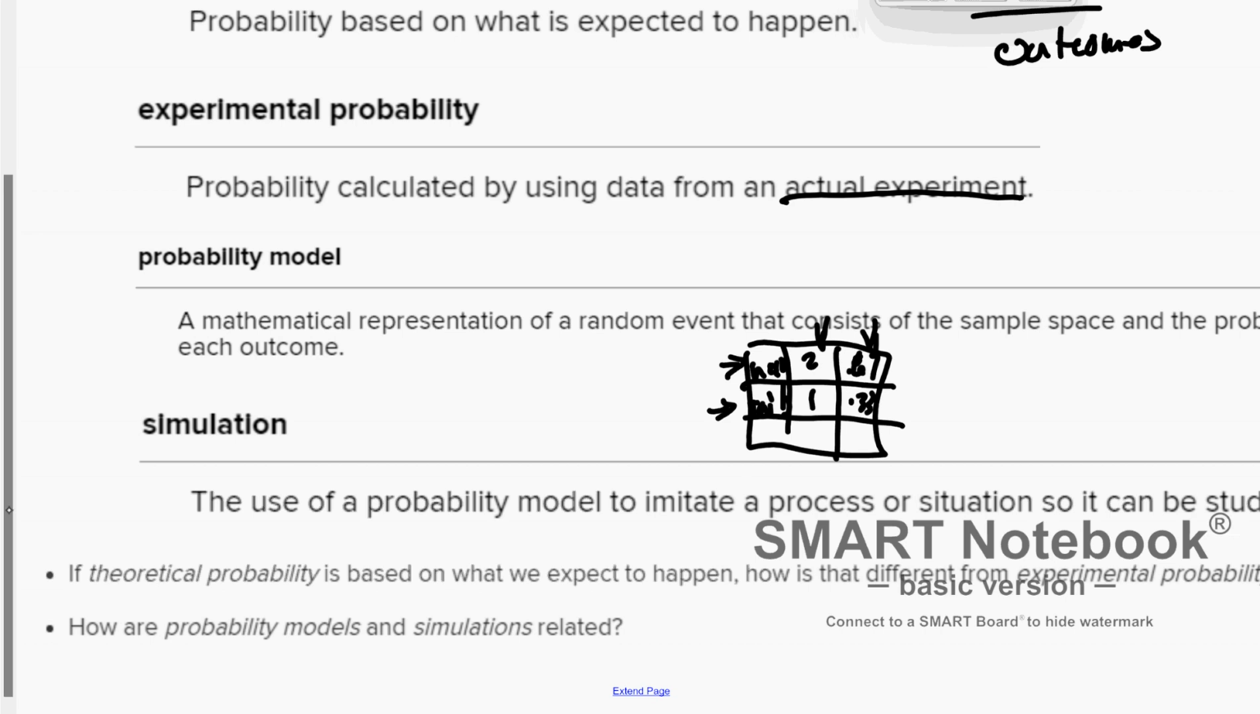And then simulation is actually running through and doing an experiment, and then using that to go even farther. So that's what a simulation is. It's using the probability model to imitate the process of a situation so it can be studied. So it's more than an experiment. It's actually taking those probabilities and running them further. So instead of flipping the coin actually 300 times, you run a simulation that will automatically do it for you, and it'll take your probabilities either that you found from the experiment, or your theoretical probabilities and show you what happens.